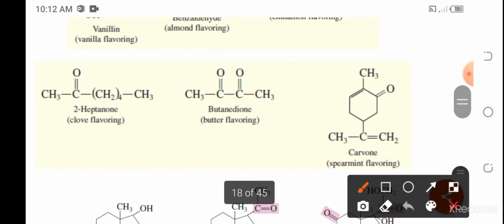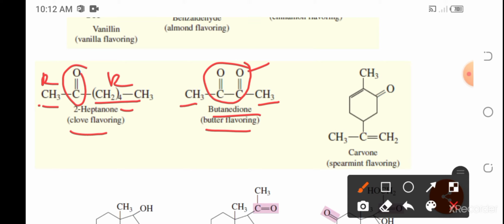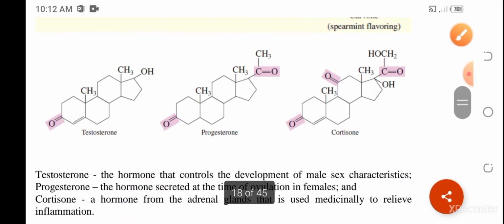Okay, we also have 2-heptanone, which is the clove flavoring. This time, this is a ketone. It has R here. These are its two R groups. Okay. Butanedione, a butter flavoring. So this is a dione, two carbonyl groups in between two alkyl groups. And carvone, this is a spearmint flavoring. This is a ketone. Okay, so they have a ketone functional group.